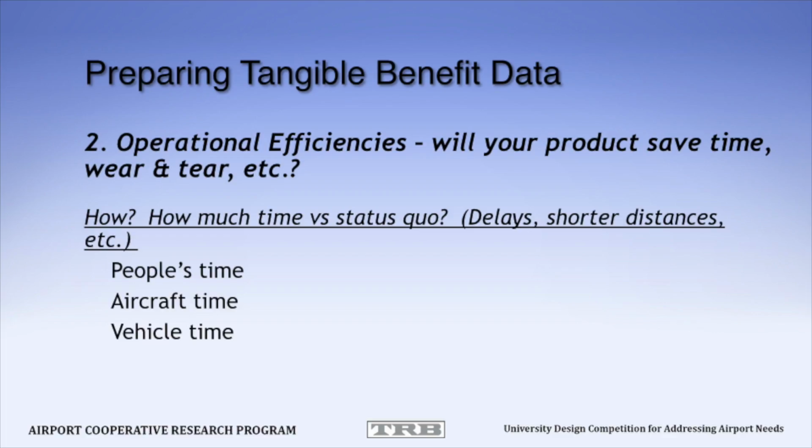Operational efficiencies is another area. Will your product save time, wear and tear? How is it going to do that? How much time versus what's going on right now, the status quo? Is it going to reduce delays, shorter distances, people's time, aircraft time, vehicle time?